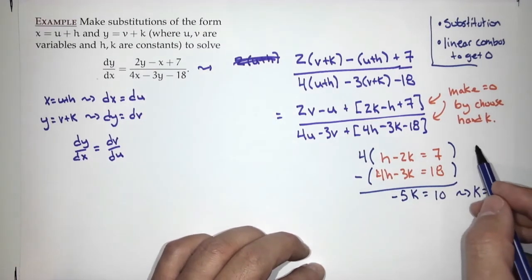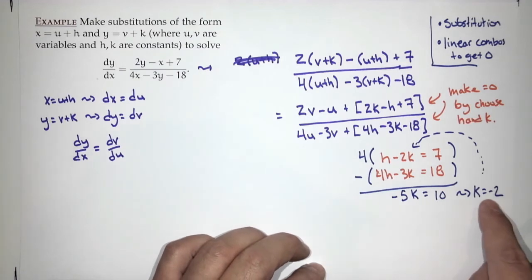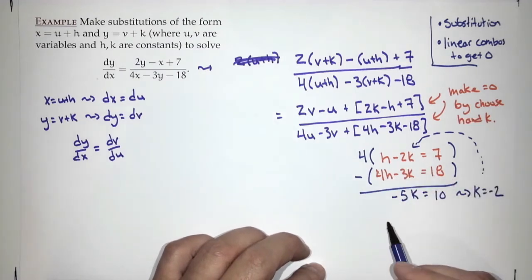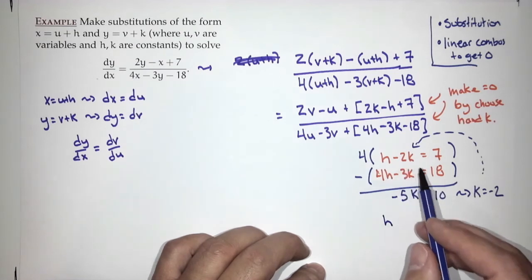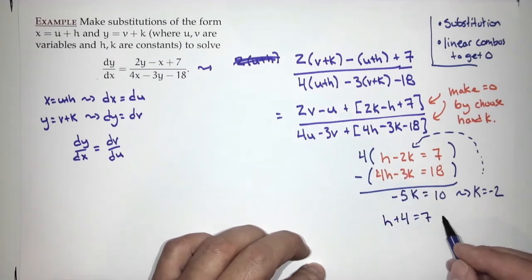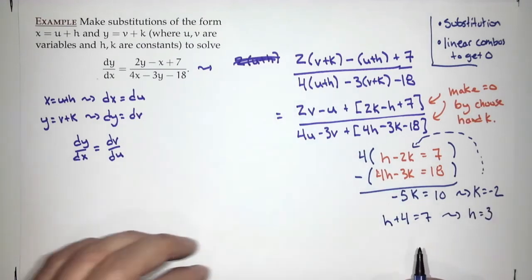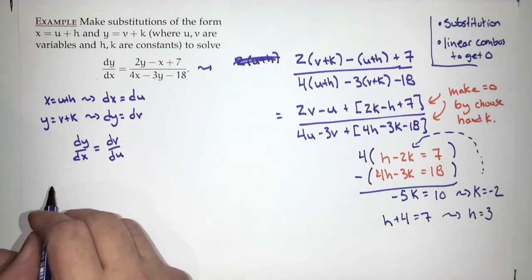All right, if we know k, can we find h? Yeah. Lots of ways to do it. One way we can do it is substitute in. So for example, we can say, look, I know k is negative 2. That says h, negative 2 times negative 2 is 4. So h plus 4 equals 7. What does that say about h? H equals 3.